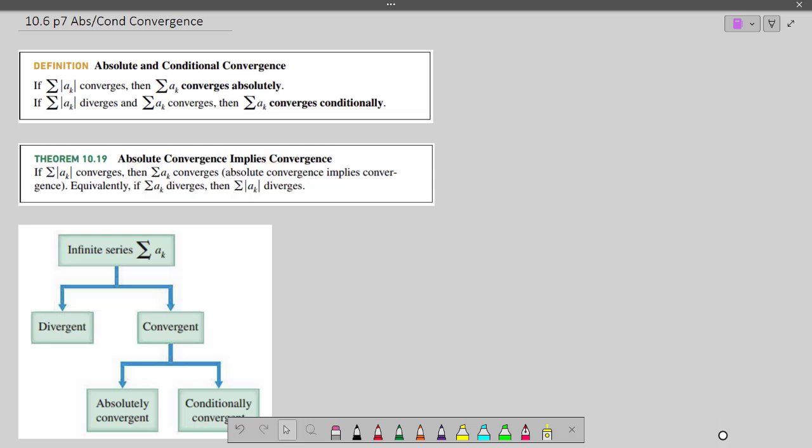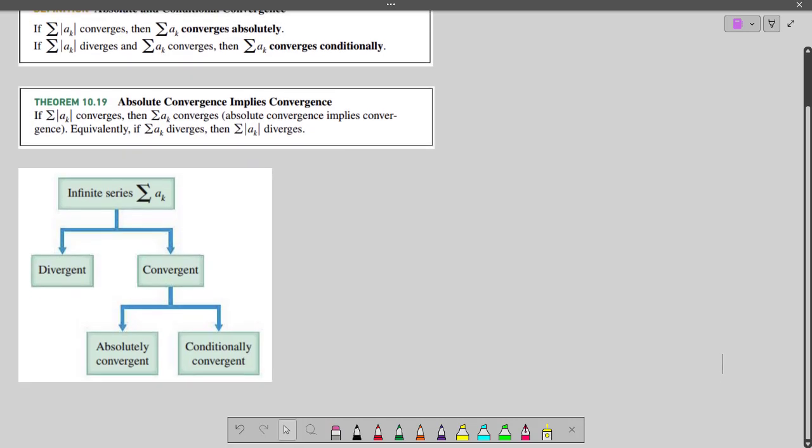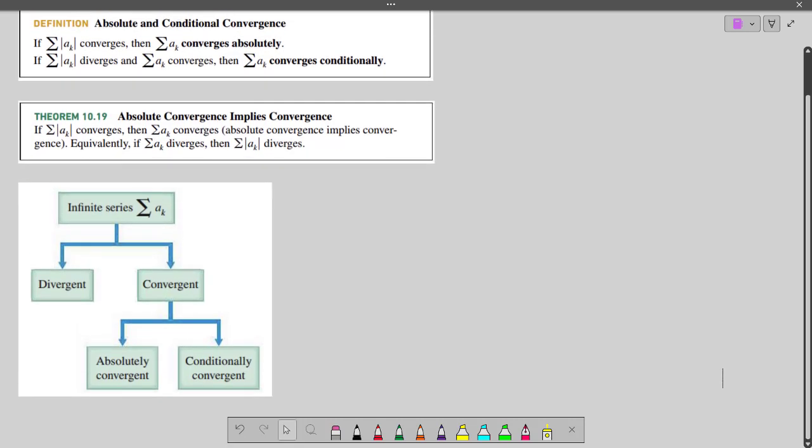So there are two things. When you have an alternating series that converges, you can either converge absolutely or conditionally. Those are the two types of convergence for an alternating series. If everything is positive, then you just stop right there. It's either converging or diverging. But if it's alternating, you can go one step further and classify that convergence.